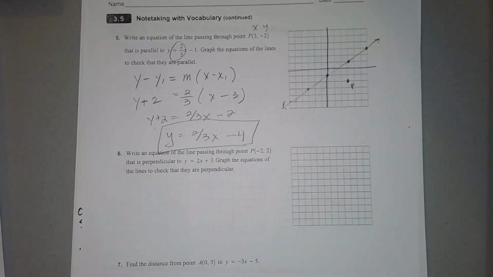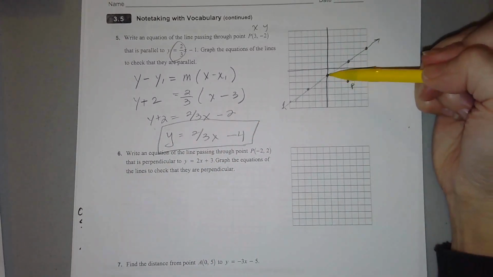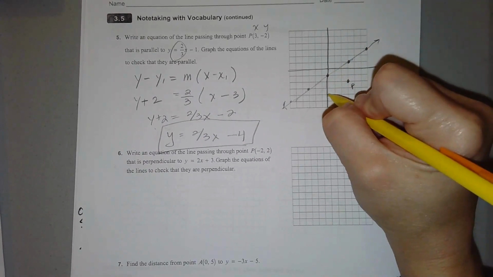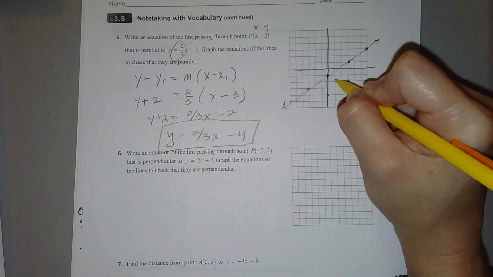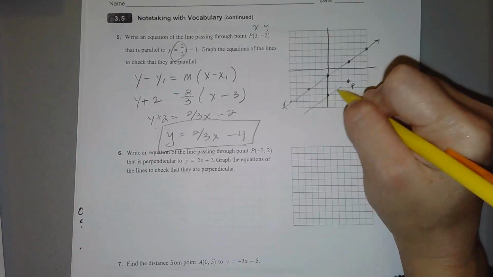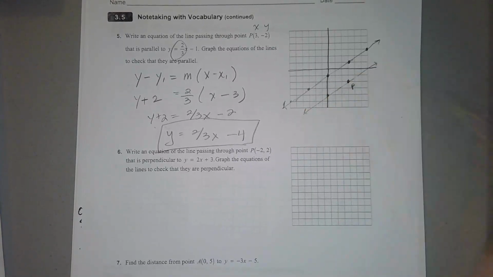So why they're having you graph it is just to make sure it makes sense. So 1, 2, 3, 4. -4 is my y-intercept. My slope is up 2 over 3. Did I get my point? I did. So now I have a line parallel to my other line, and it passes through that point.